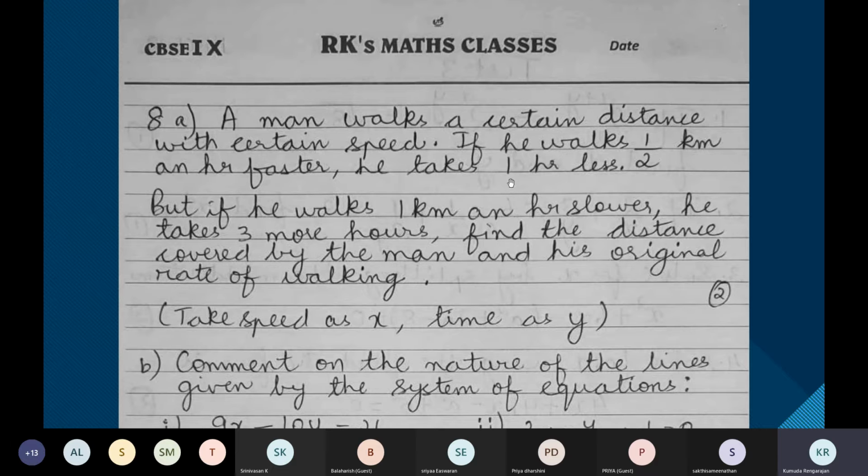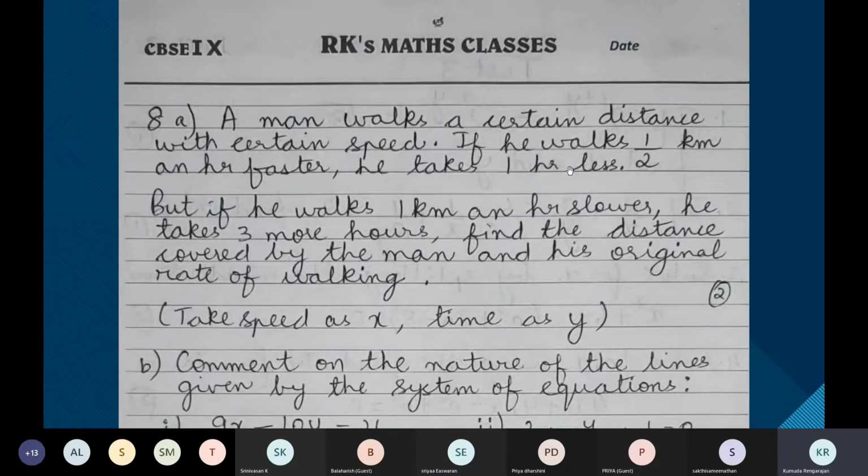So when you know speed and time, how do you find distance? Distance is equal to speed into time. See here, the two things given here are about speed and time. Speed more, then some time taken less. So let us assume the speed and time. Let the actual speed be x. Let the actual time taken be y.